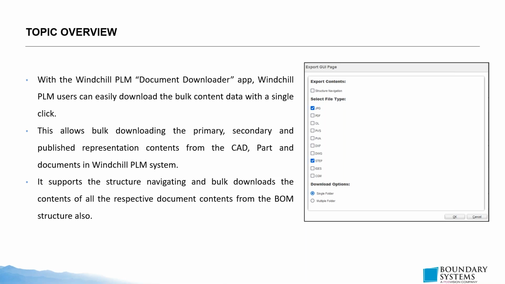It also allows support for the structure navigator. With the structure navigator, you can simply look at a bill of material for a specific assembly, and then from that assembly, download the secondary content. It could be the STEP files for all the CAD files that are part of the assembly structure, or it could just be from a drawing itself, where you want to download a PDF or a DXF for your drawing.